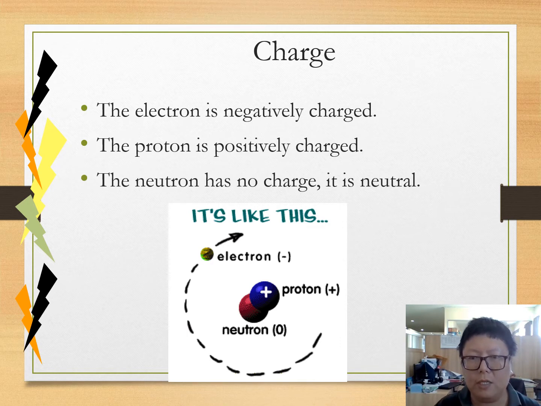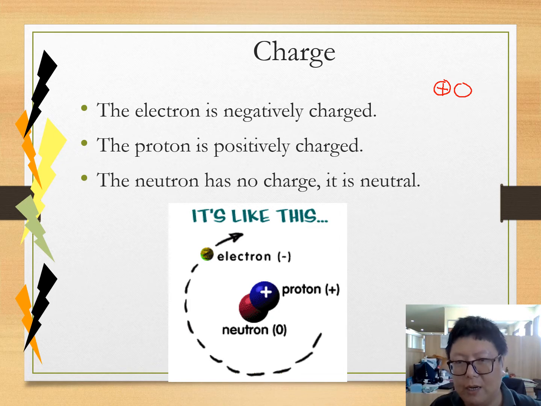So this is the nucleus, right? There will be a positive one we call a proton. The neutral one, there's no charge in here, okay? This is the nucleus, which consists of protons and neutrons. And so where is the electron?